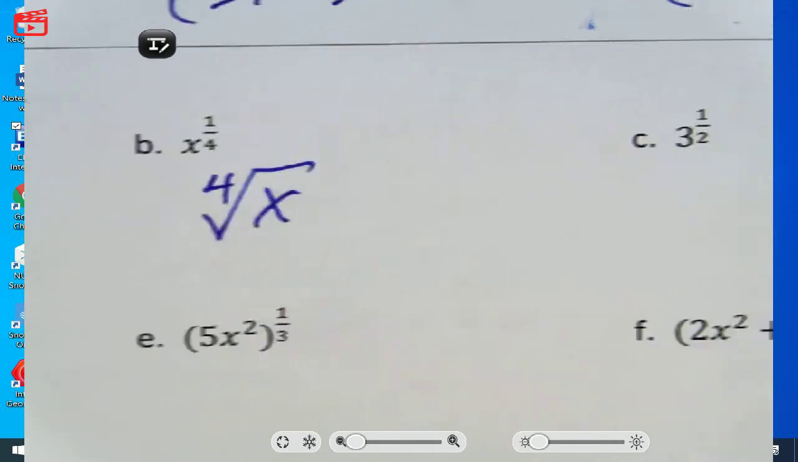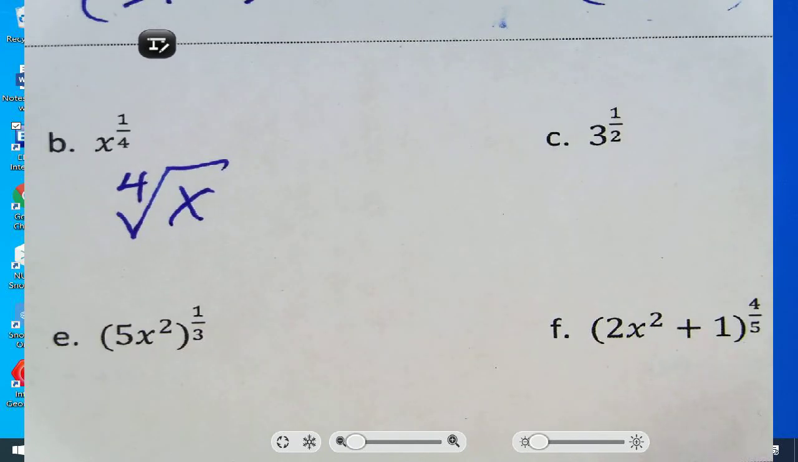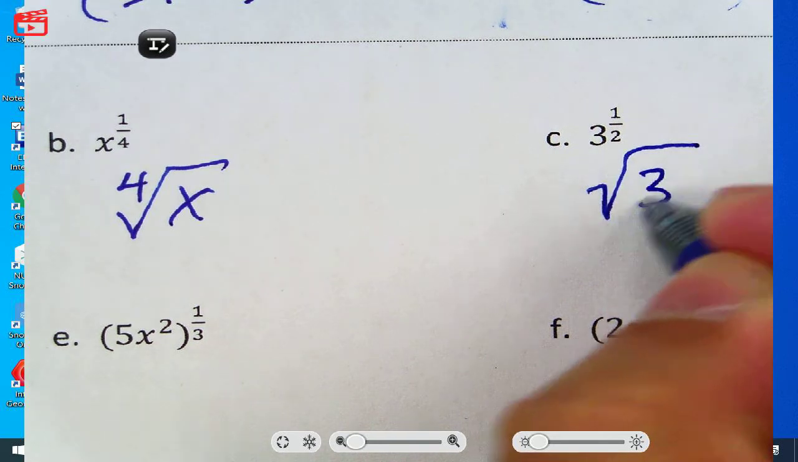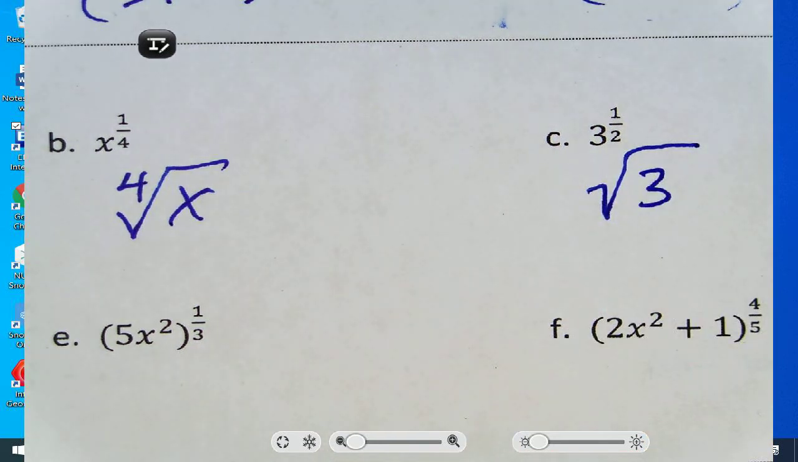And what's C then? 2 root 3. All right. But remember, when it's a 2, you don't need to write a 2. This is that one weird space where you don't have to write a 2. So it's square root of 3. Okay, moving on. Example D.